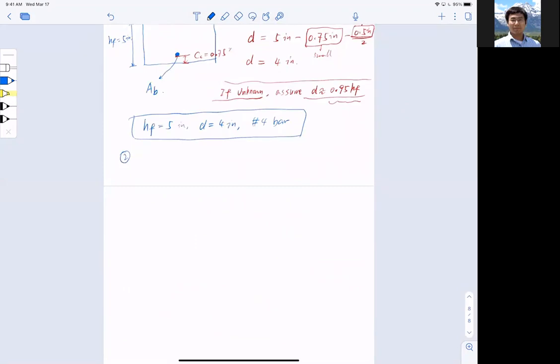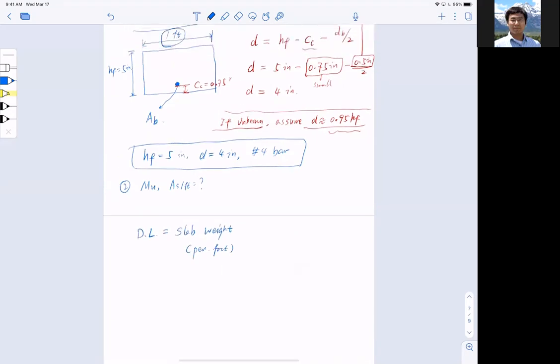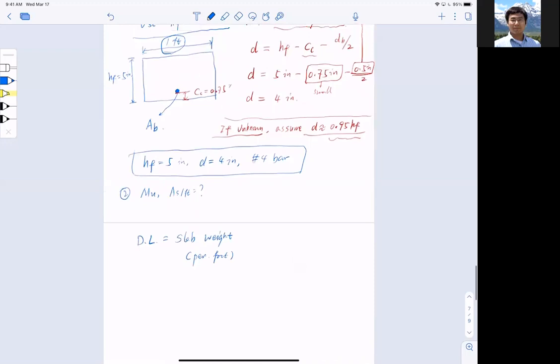Second is to find out Wu and As per foot required, okay? As per foot required. So how do I do that? First of all, what is the dead load? The dead load is the slab weight, right? And be careful, we're talking about per foot. Why per foot? Because the design unit strip that we're looking at is per foot.